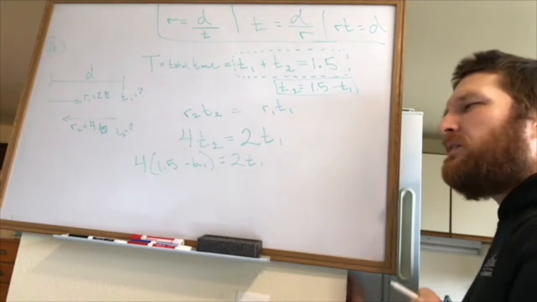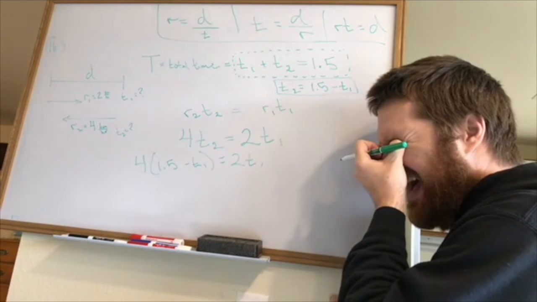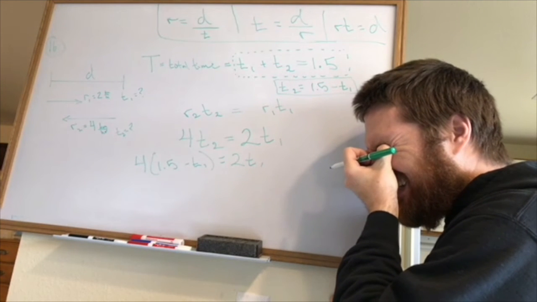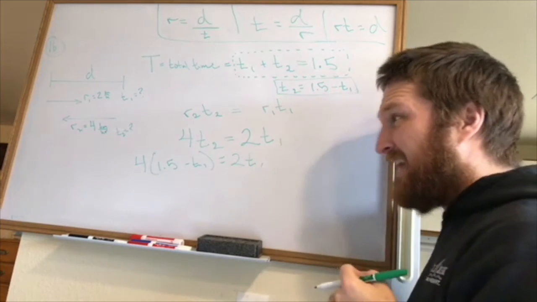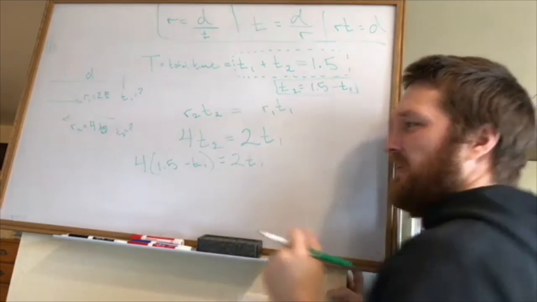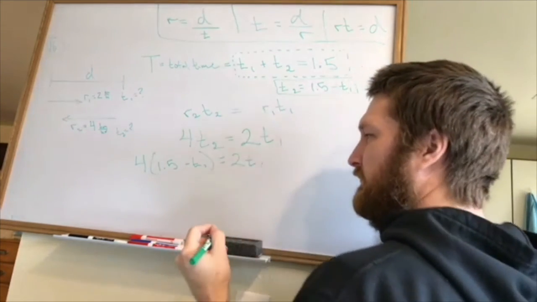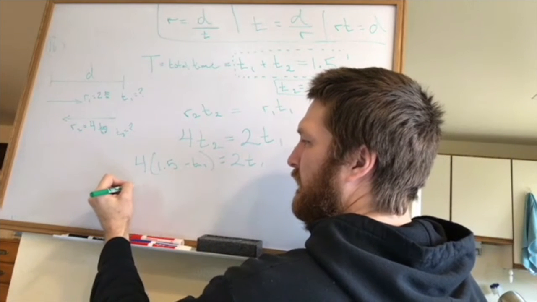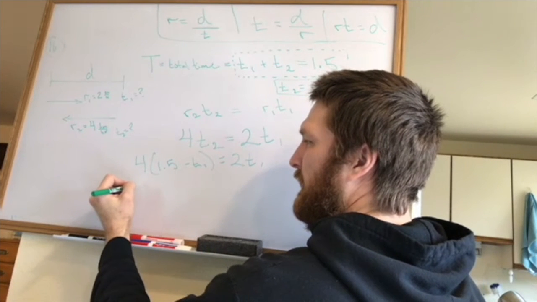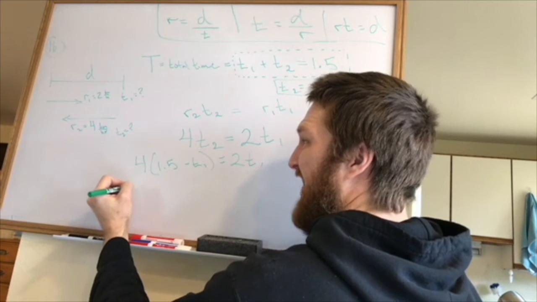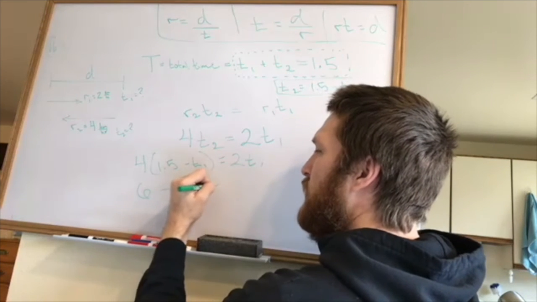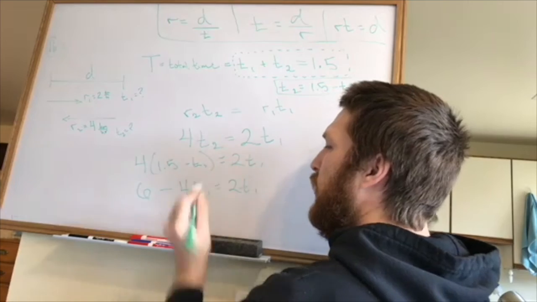Please help me out here. What is 4 times 1.5? Whoa, hold up. My calculator is being weird. Okay, 4 times 1.5 is 6. It is 6. Okay, 6 minus 4 times T1 equals 2T1.